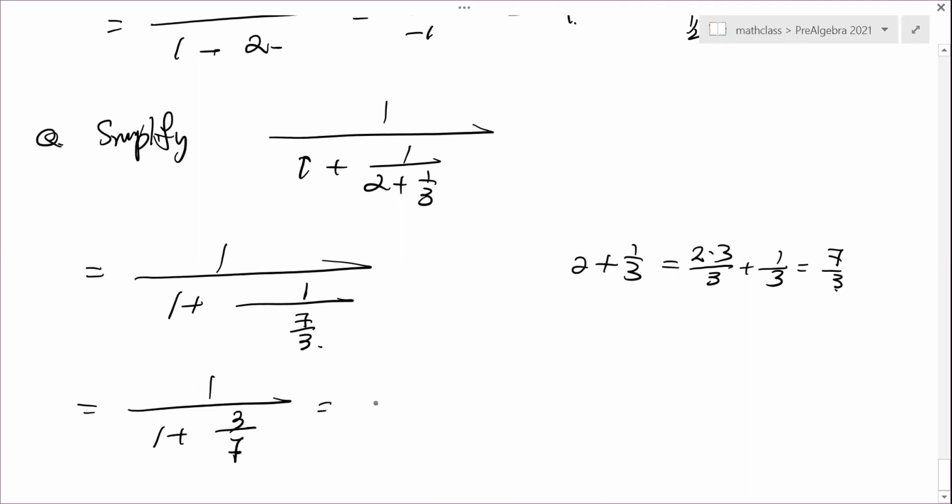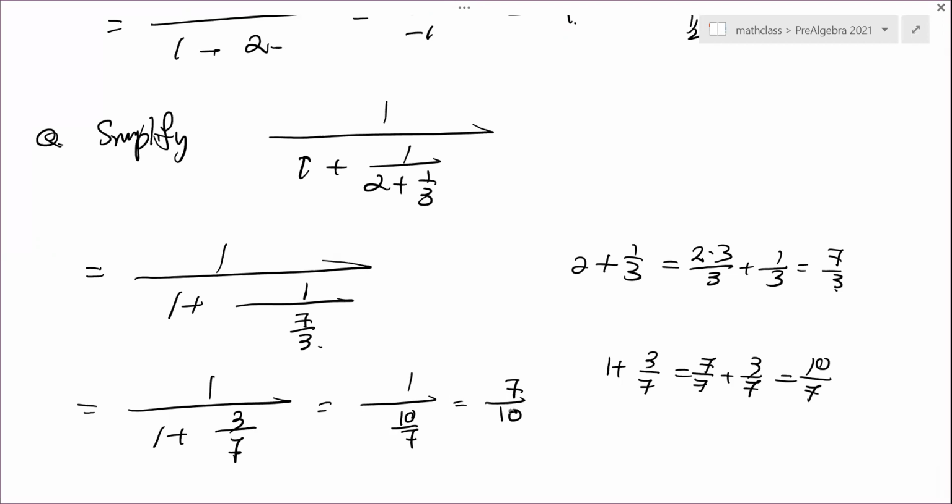Then 1 plus 3 over 7 is going to be 7 over 7 plus 3 over 7, which is 10 over 7. Okay? Then turn this upside down, it's 7 over 10. Okay? 7 over 10 is the correct answer.